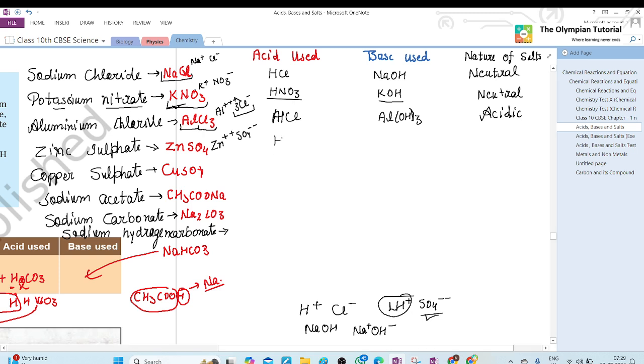H2SO4, sulfuric acid. Sorry, sulfuric. Very good. Base used here.